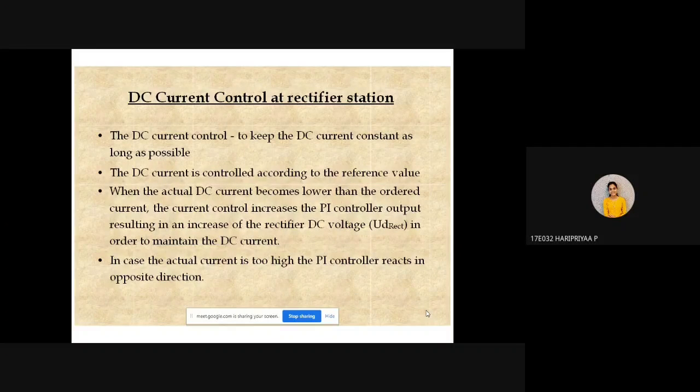Then the DC current control at the rectifier station. The DC current control is used to keep the DC current constant as long as possible. The DC current is controlled according to the reference value. When the actual DC current becomes lower than the ordered current, the current control increases the PI control output, resulting in an increase of the rectifier DC voltage in order to maintain the DC current. In case the actual current is too high, the PI control reacts in the opposite direction.